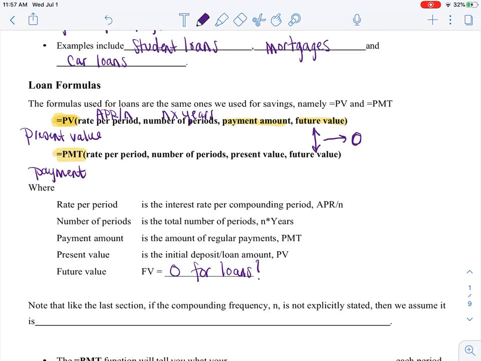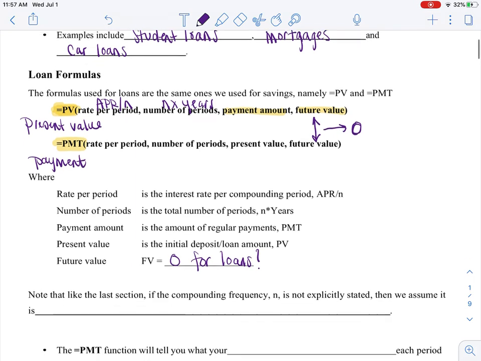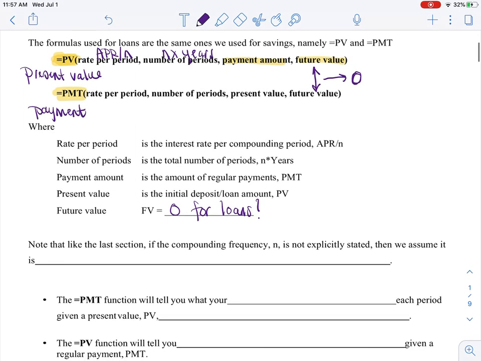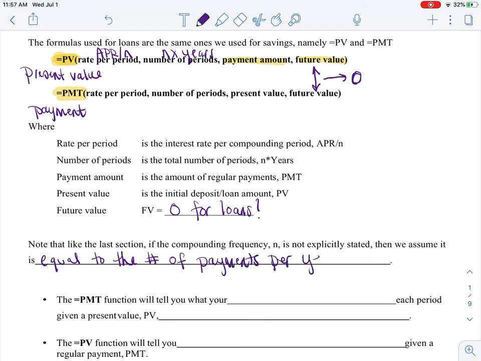Here's a list, again, of everything in case you need to refer to it when you're using your spreadsheets. Note that, like the last section, if the compounding frequency N is not explicitly stated, then we assume it is equal to the number of payments per year. So again, typically with this section, it will be 12.